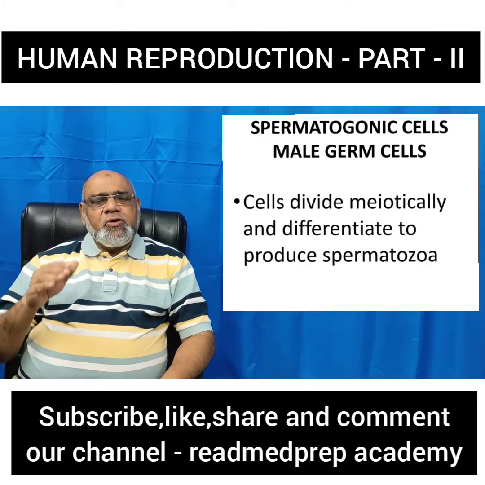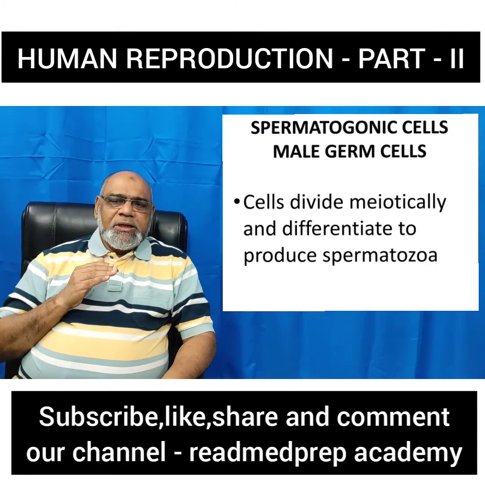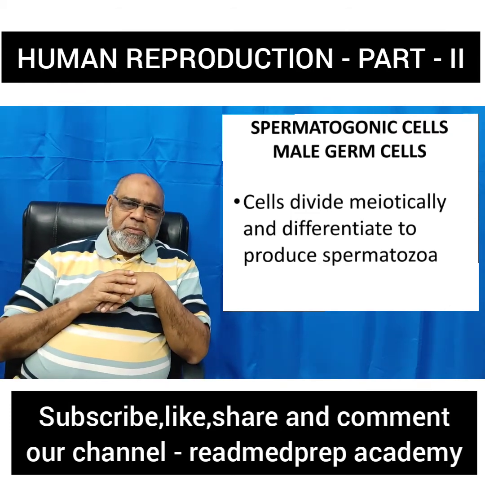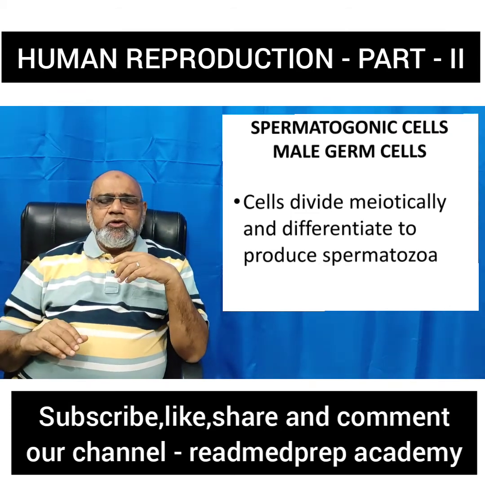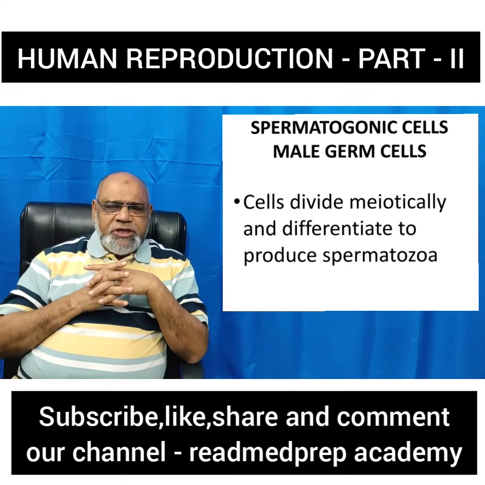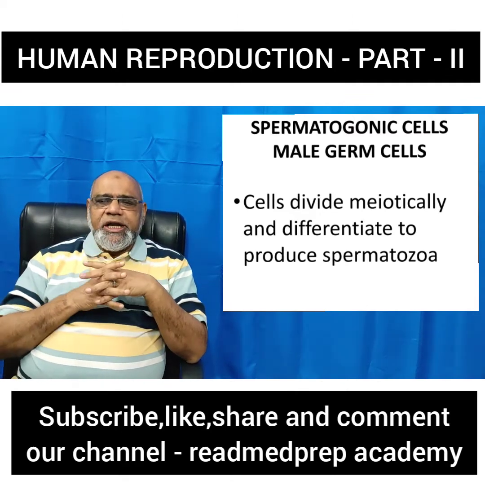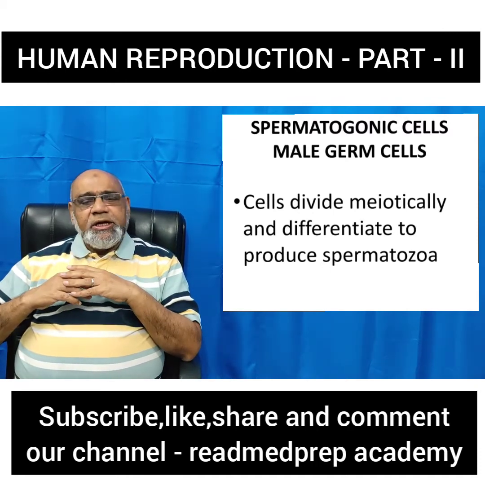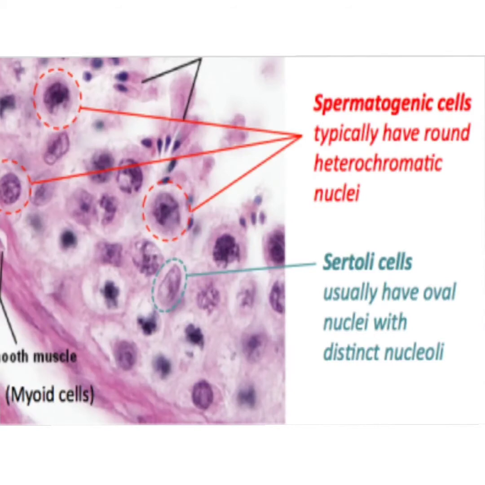The spermatogenic cells divide meiotically and differentiate to produce the spermatozoa. When we discuss spermatogenesis, we will go into detail about this. Spermatogenic cells typically have round heterochromatic nuclei, whereas Sertoli cells usually have oval nuclei with a distinct nucleolus.